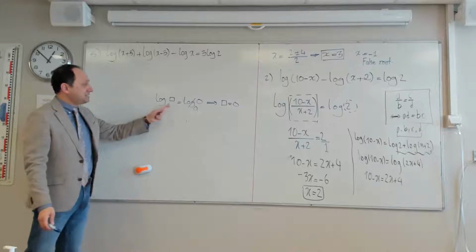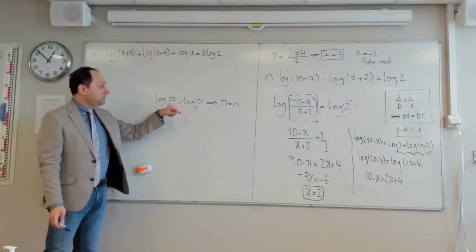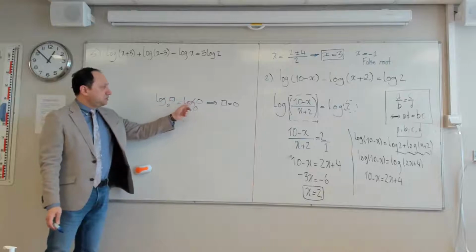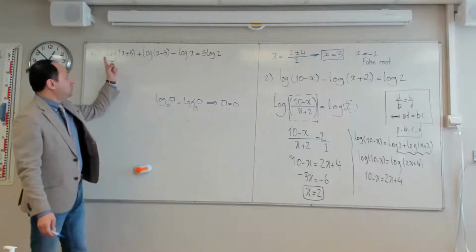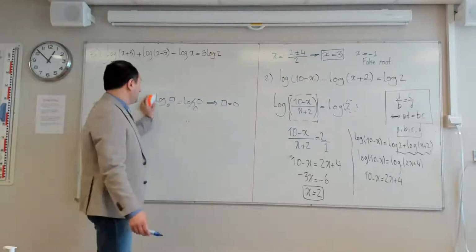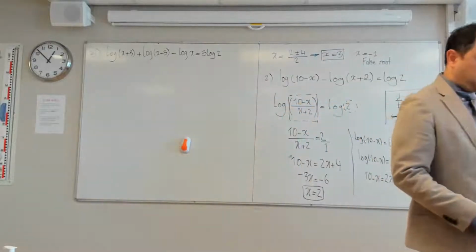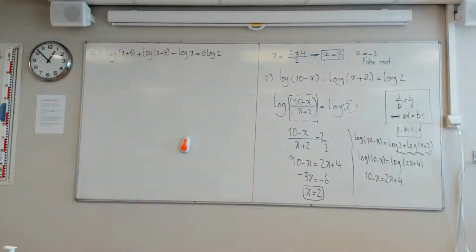Here I am not canceling the logs. I am telling you that if two logs are equal, then these numbers are the same. So this is not one log. We have 4 logs here. So that method doesn't work. Okay, so no. According to the book, this is not the answer.